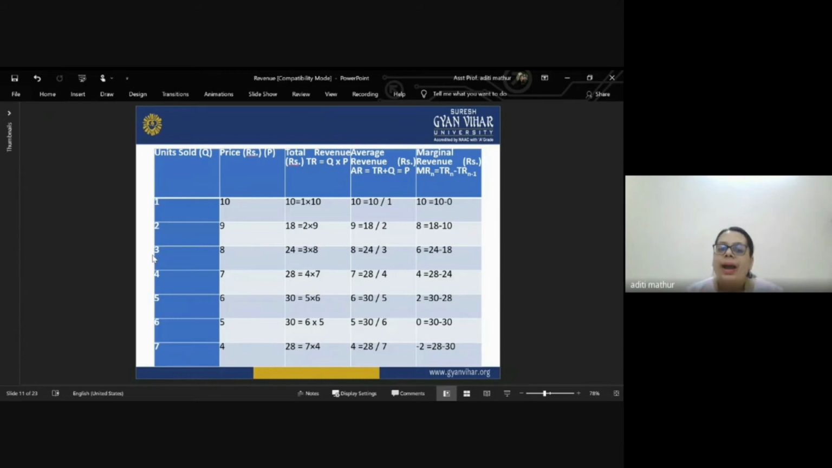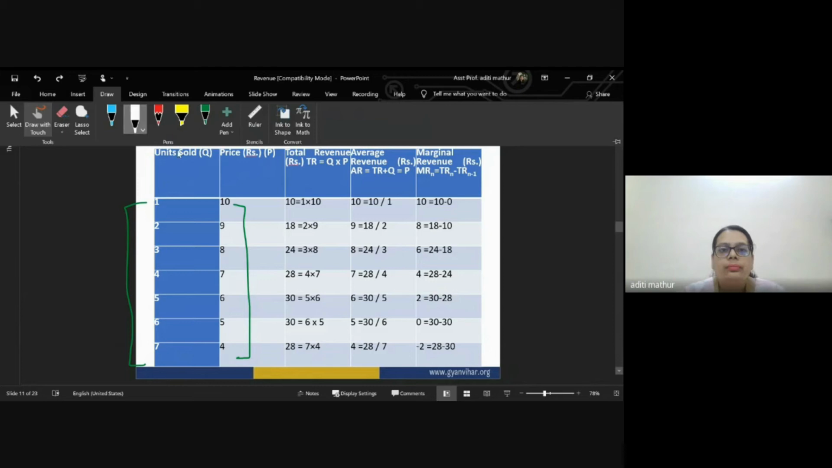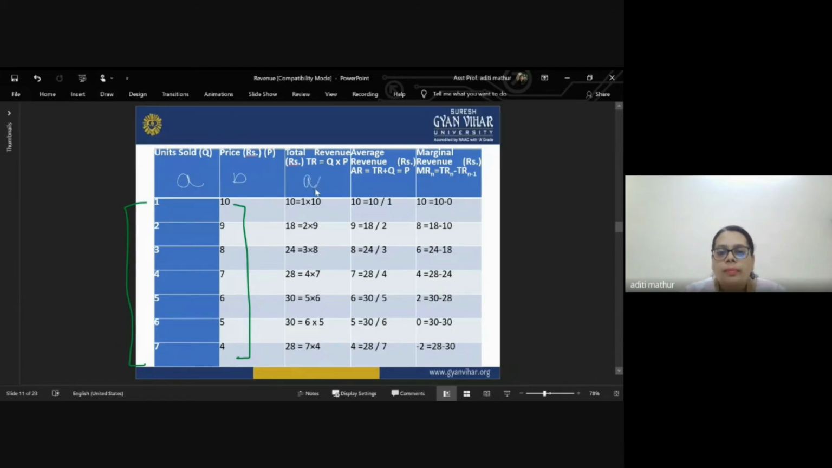But always remember, the price and quantity sold will go in the direction in which demand and supply take them. That means you can see the units sold increase and our prices are decreasing, right? Because of the market forces of demand and supply. Now let us calculate your total revenue first. We know the formula to calculate total revenue, which is equal to quantity into price. So let us quickly multiply column A and column B. So we have 10, 18, 24, 28, 30, 30, and 28 rupees as our total revenue.